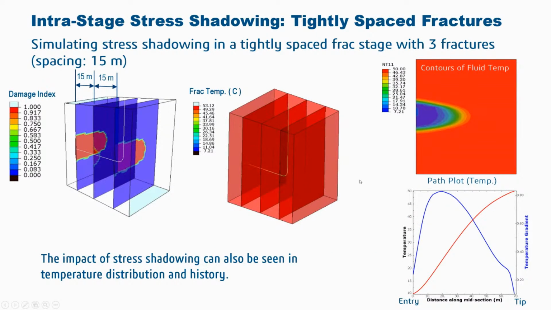We can also track the temperature of the fluid as it travels inside the fracture. So here I have shown the contours of fluid temperature inside one of these fractures. You can clearly see how the temperature of the fluid changes as it goes from entry to the tip. There is a gradual rise in the temperature of the fluid as it travels inside the hydraulic fracture. And this kind of analysis can be used to determine the optimal length of fracture for an enhanced geothermal system.